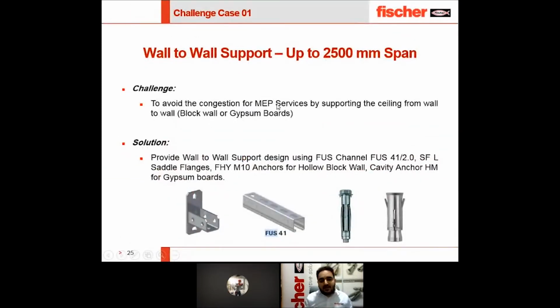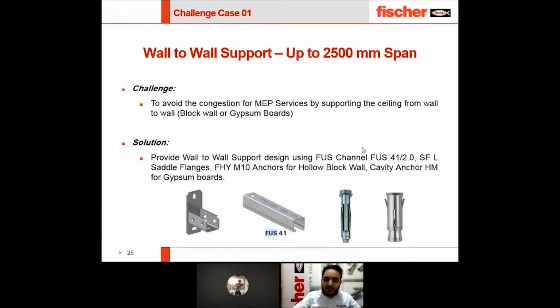Okay, the first case was, as I showed you previously in the calculation, from wall to wall. We don't have any access to the ceiling, so we proposed to hang the system from wall to wall. The wall at that moment was hollow block and gypsum board, and we have special anchors for the gypsum board and a special anchor for the block wall.